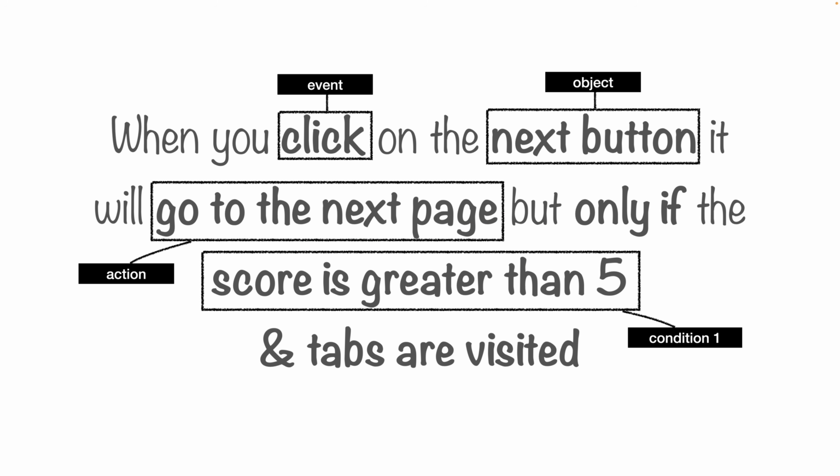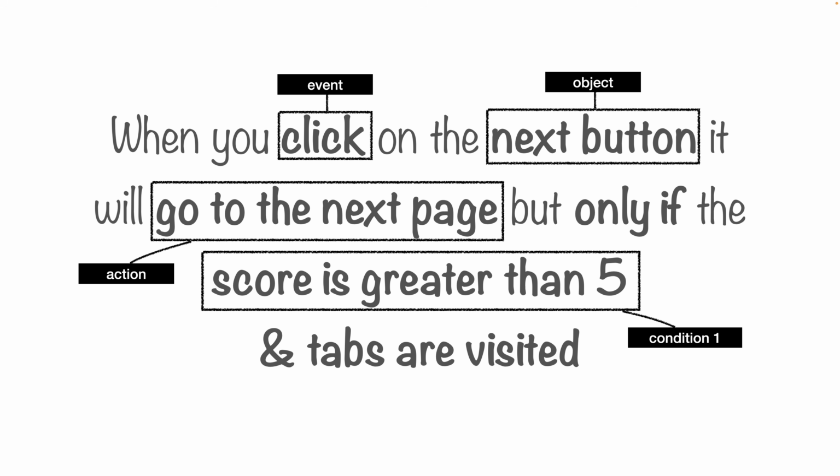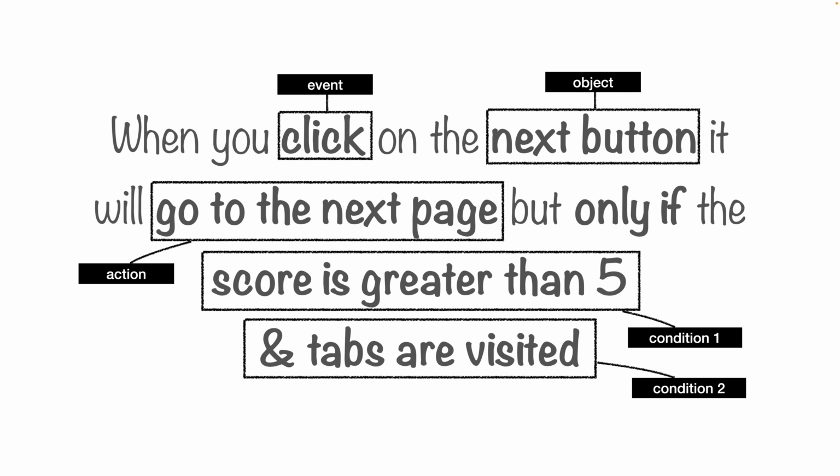So let's go back to our phrase here. We know we have the events, we know we have the object, and so forth. But what if I want to have more than one condition? I can add on to this condition. I could be checking several different things. Condition number 1 is score is greater than 5. In this case, condition number 2 is that tabs are visited. I want to make sure that the score is greater than 5, but the tabs are also visited here. And there is a keyword to combine the two, and that is the operator. The operator is usually an and or an or.